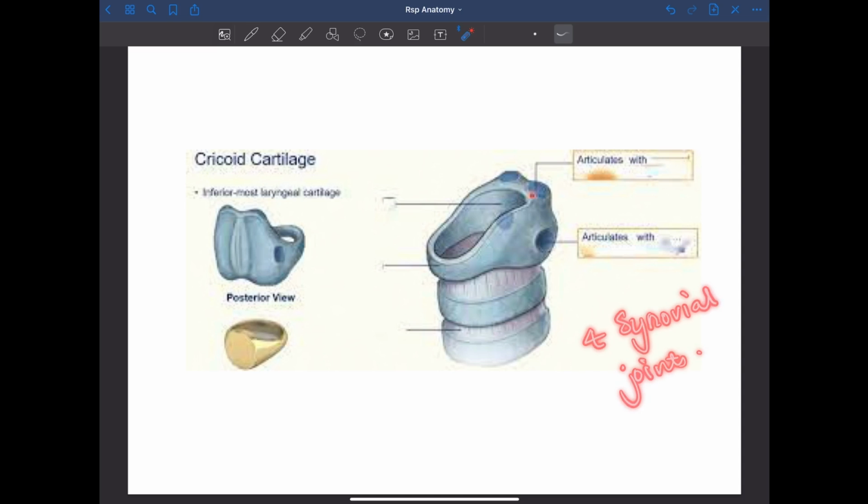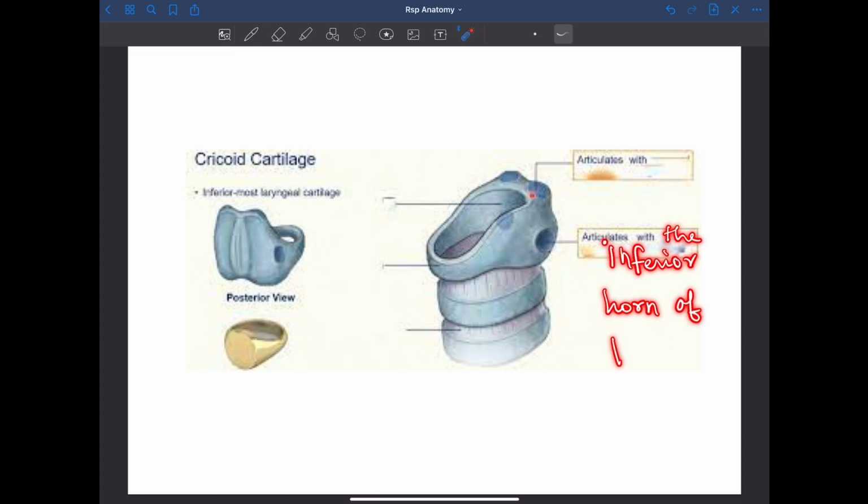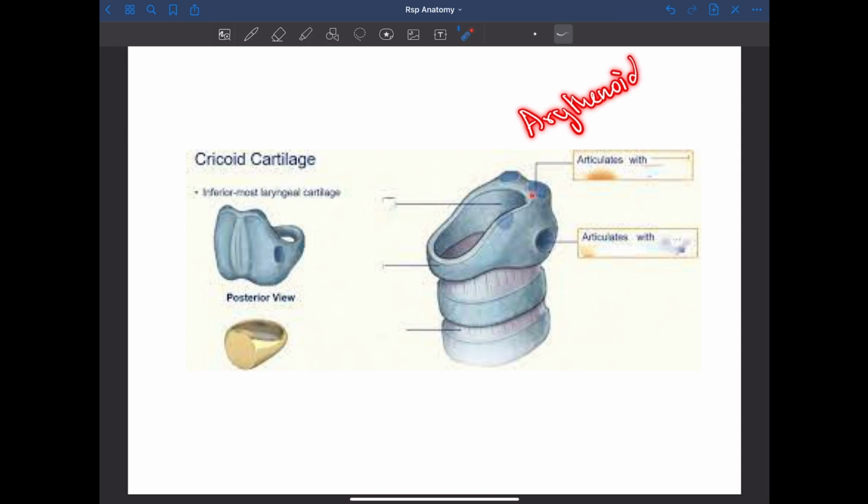Of these 4 synovial joints, 2 articulate with the inferior horn of the thyroid cartilage, and we have 2 synovial joints here, that is, 2 facets, which articulate with the arytenoid cartilage. Yes, you got it exactly right. The arytenoid cartilage lies just above the cricoid cartilage like this.